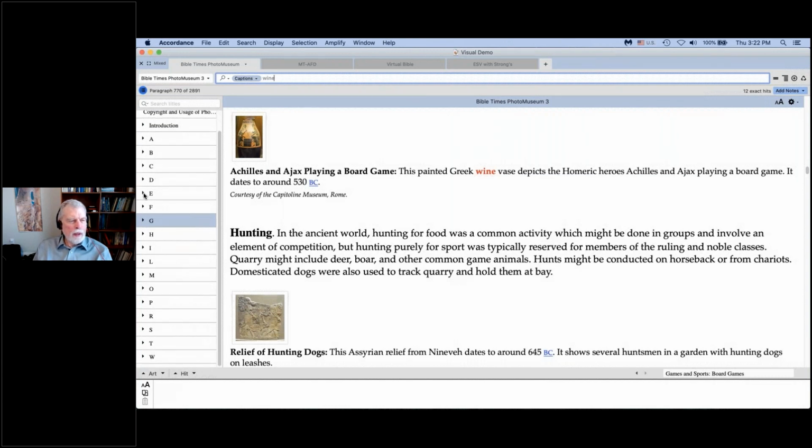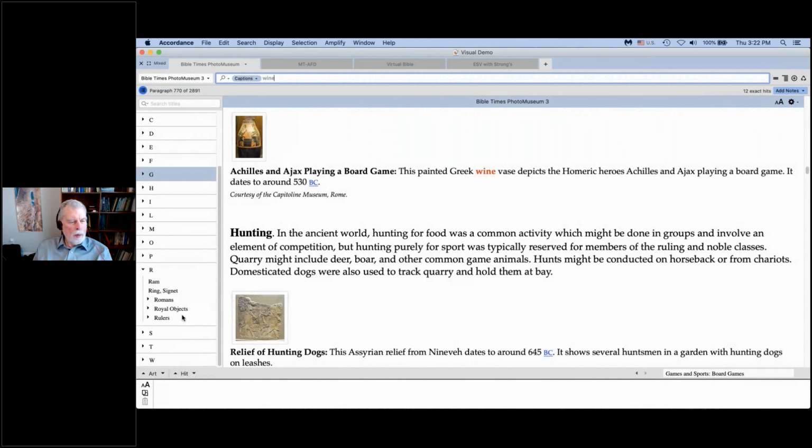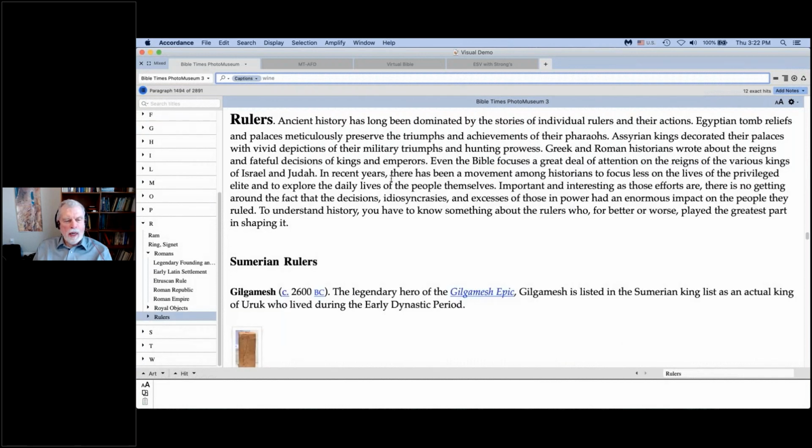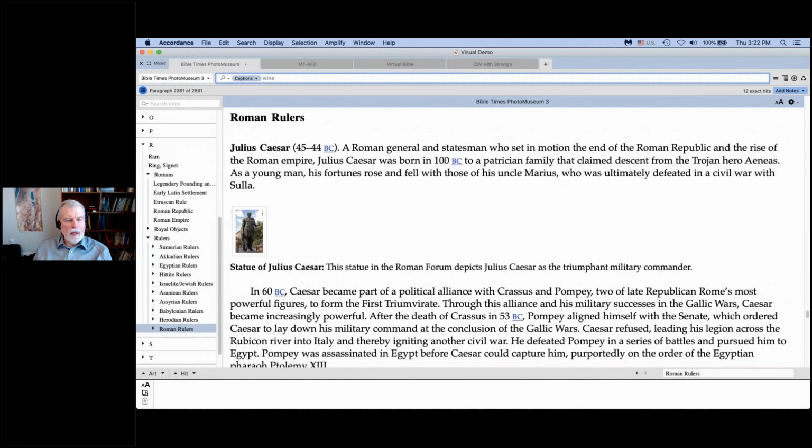If we go here, I think it's under Romans. Let's go to Romans. One of the things that we did is at the end we have rulers, and so we have an article on rulers here. What I meant to say is, if you go down to Roman rulers here, we have all the Caesars, at least up to a certain point, at least to the 2nd century.